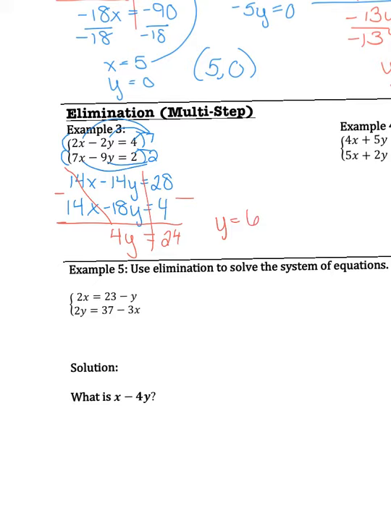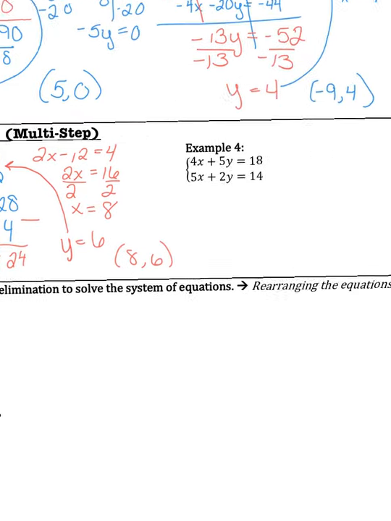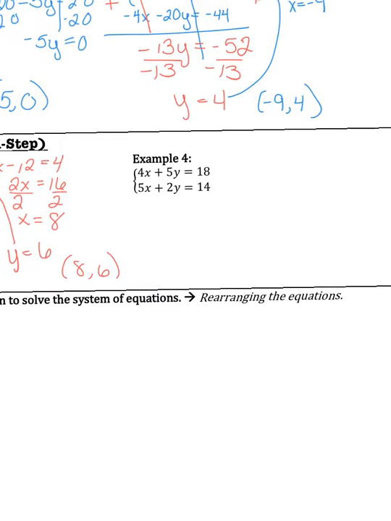Take that y value, I could even plug this back into the original one. So I'll do 2x minus 2 times 6, which is 12, is equal to 4. I'll add the 12 over to get 16 and divide by 2, and I get x is equal to 8. So I get my final answer of 8 and 6. So I would at this time try number 4 and see if you can do it on your own.